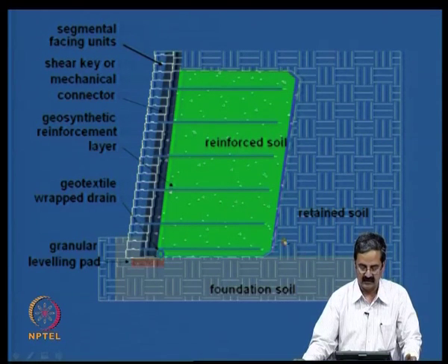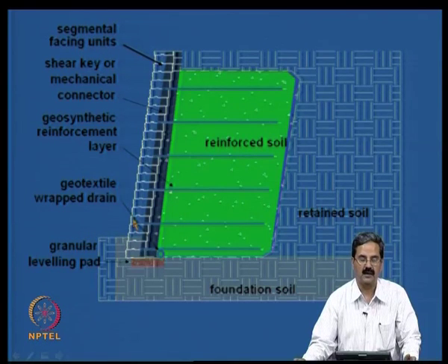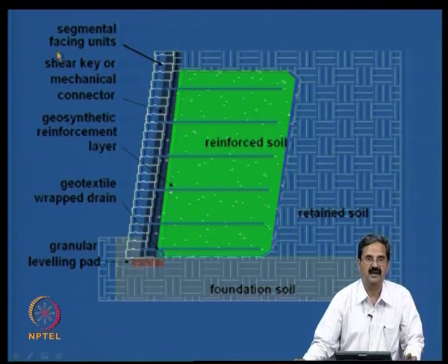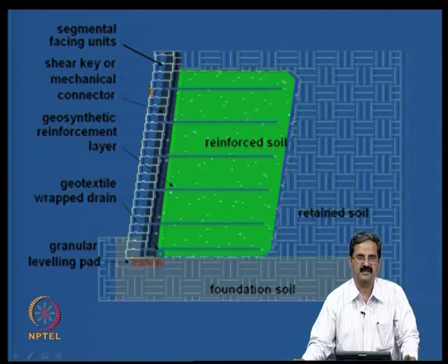So these are the categories, and this is the way it looks: you have a reinforced soil, then you have a retaining wall or a foundation soil, and you have different elements here. This type of wall is called a segmental retaining wall, in which you have what is called segmental facing. We'll see what the difference is. There are different types of facing.